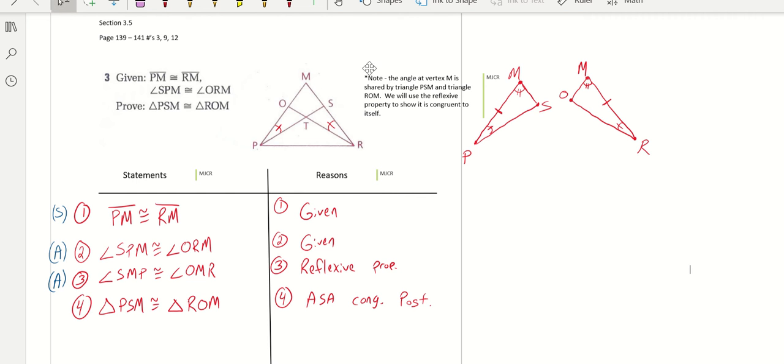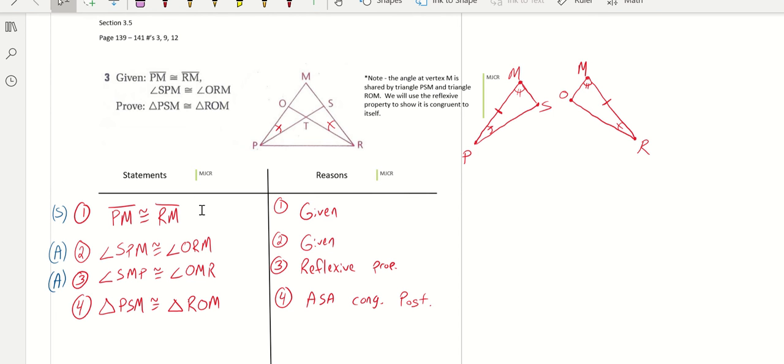And notice at vertex M right here, this angle shows up in both of these triangles. It's the same angle. So the angle at vertex M in PMS and the angle at vertex M in RMO, that's the same angle. So by the reflexive property, PMS has to be congruent to RMO. So let's get to it.